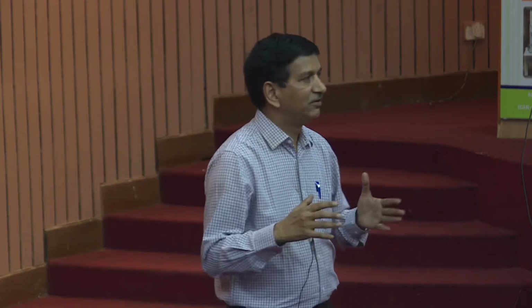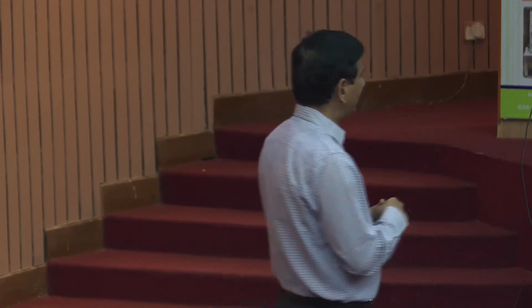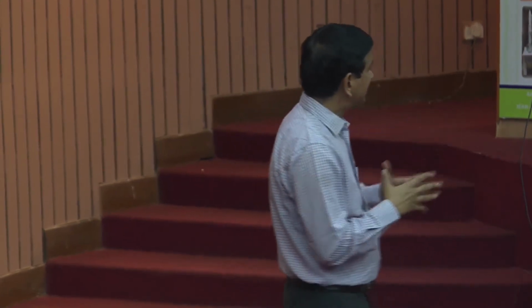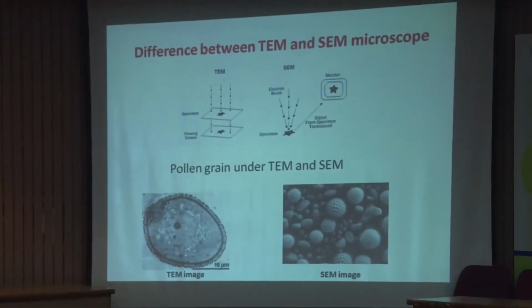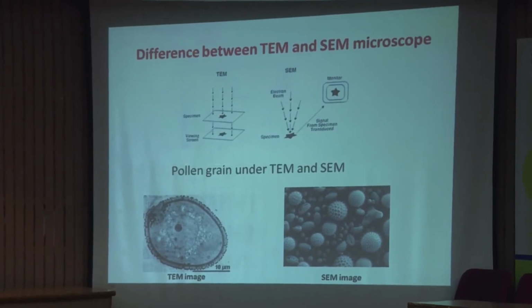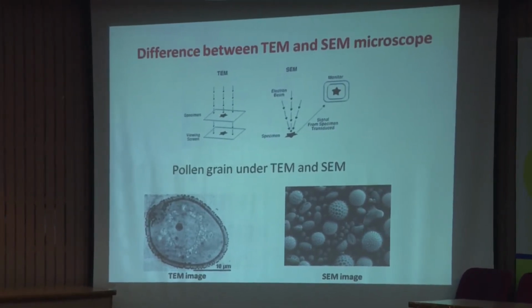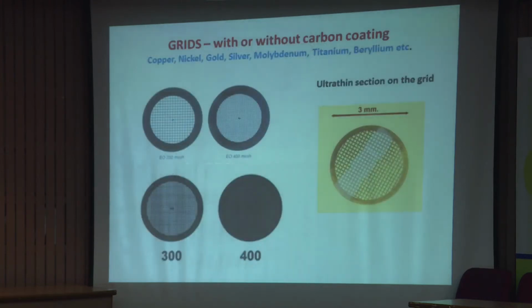So you can see the surface structure in the case of scanning electron microscope, and in transmission electron microscope you can see the internal structure. So this is the structure of one pollen grain. You can see the difference. If you see the pollen grains under transmission electron microscope, you will find the internal structure with a nucleus and other cell organelles. Whereas in scanning electron microscope, you will find the surface morphology of the pollen grains. So this is the basic difference between scanning and transmission electron microscope.